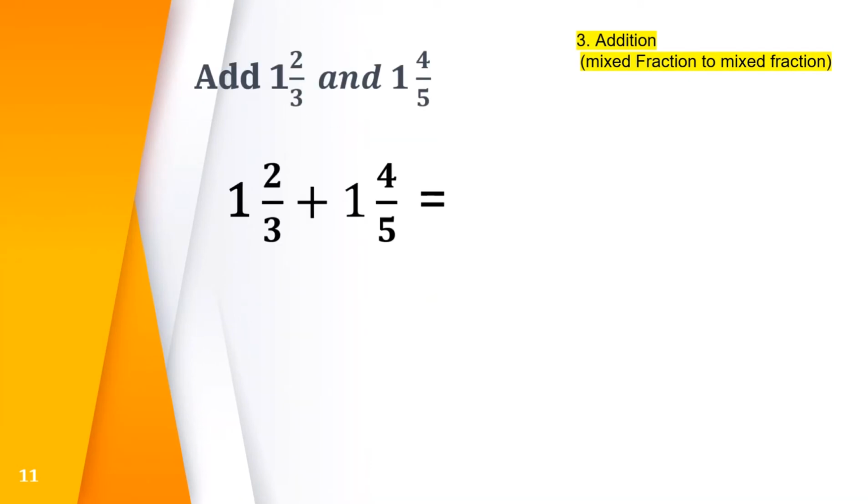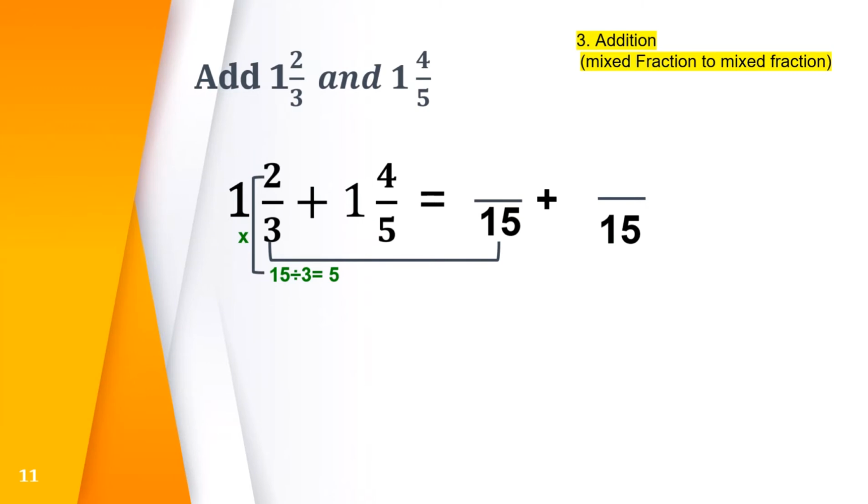Let us try addition of mixed fraction to mixed fraction. So, the first step is to find the LCD. Ano nga ba yung least common multiple of 3 and 5? Since prime numbers sila, you can easily multiply to get the LCD. So, 3 times 5 equals 15. Next, i-divide natin sila sa denominators. 15 divided by 3 equals 5. And then, multiply natin sa numerator. 5 times 2 equals 10. Next, yung isang fraction. 15 divided by 5 equals 3. And then multiply natin sa numerator. 3 times 4 equals 12.